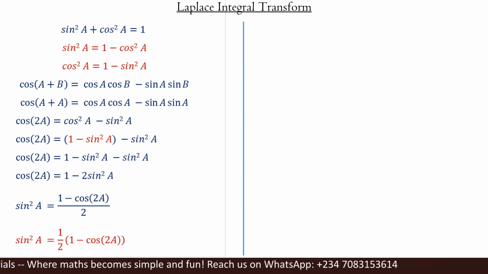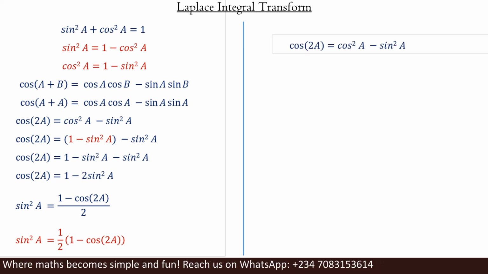Now we see that sin squared A is equal to 1 all over 2 open bracket 1 minus cos 2A. Now, again, let's go back to where we have cos 2A is equal to cos squared A minus sin squared A. The one we just solved, we substituted for cos squared A. Now, let's do the same for sin squared A. We solved for sin squared A, so let's do the same for cos squared A.